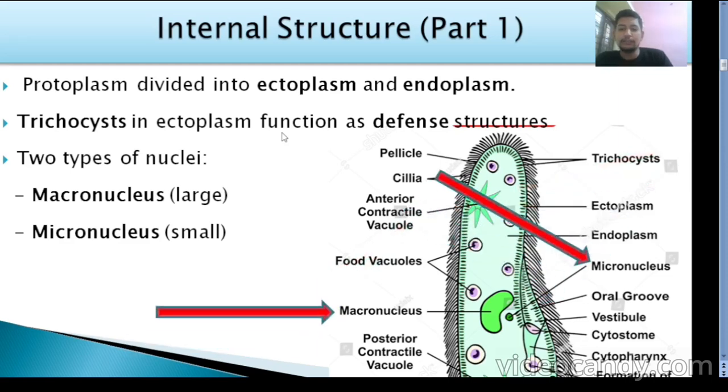Now if you look at the nuclei, as you can see in the picture, there are two important nuclei. One is the micronucleus and the other is the macronucleus. Micro means a small nucleus and macro means a large nucleus. So this is called dimorphic nucleus. There are two different types of nuclei: the smaller micronucleus and the larger macronucleus, and these nuclei play a very important role during sexual reproduction in paramecium.